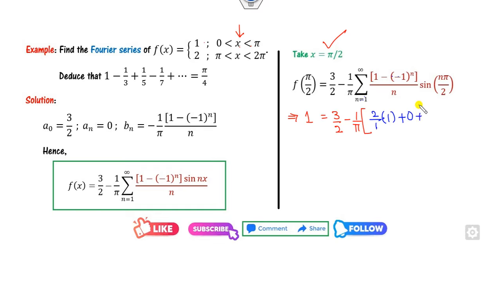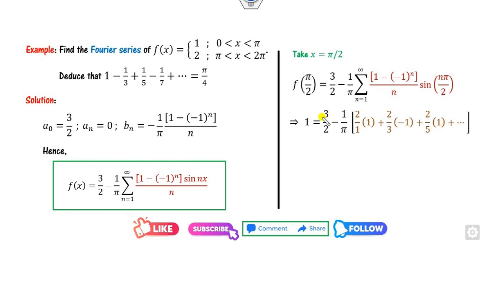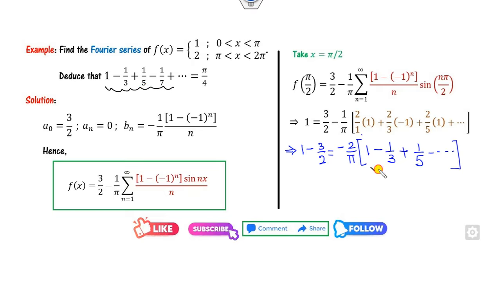When n is equal to 3, it is my 2 over 3 sin 3 pi by 2. What is the sin 3 pi by 2? Minus 1, and so on. You can write this value here. Now your target is to find this number. 3 by 2 I can put on the left hand side. I can take 2 as a common. It's a minus 2 over pi. Then it's a 1 minus 1 over 3 plus 1 over 5, and so on. And you can see I need this number, and this is the value of here.